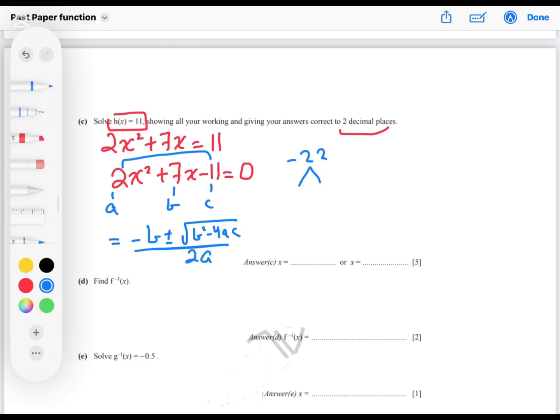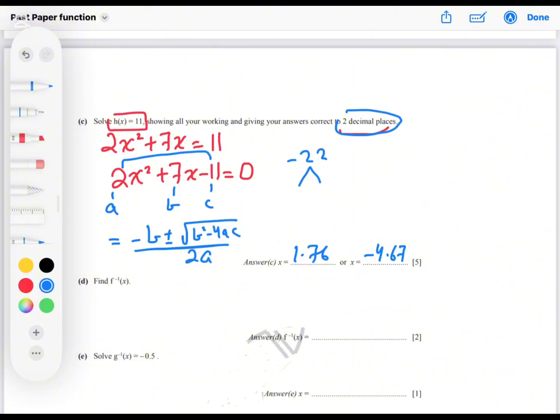So the value I got, using the calculator, is 1.76, and the other value is negative 4.67. We have to write the answer to 2 decimal places. Okay, so I hope you know how to do this on the calculator.